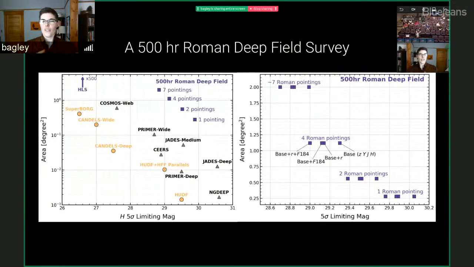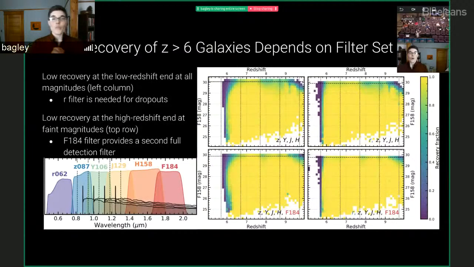Here we're seeing a plot showing the area and magnitude that would be probed by these 16 surveys in the context of other JWST surveys in black and HST surveys in orange. And you can see that this Roman deep field would occupy a really unique phase space of going deep, but also going wide enough to start to probe some of these important results. So I'm going to briefly summarize some of our results here because we have a paper that will be coming out soon, and I'll defer most of our discussion to that.